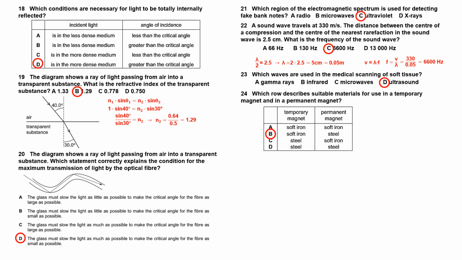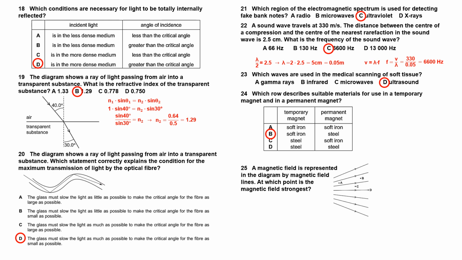Question 25. A magnetic field is represented in the diagram by magnetic field lines. At which point is the magnetic field strongest? Magnetic field lines visually represent the magnetic field's direction and strength. The closer the lines are, the stronger the field. In the diagram, the concentration of lines at point A indicates a stronger magnetic field there.